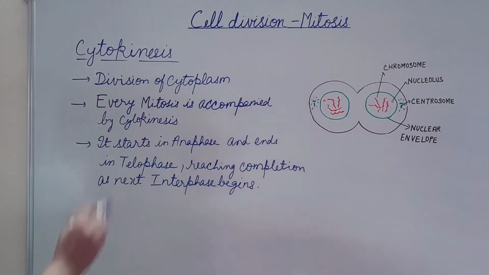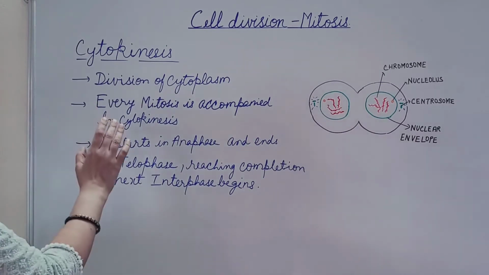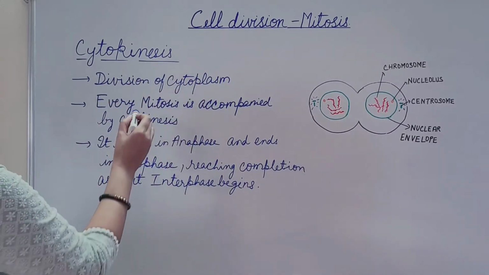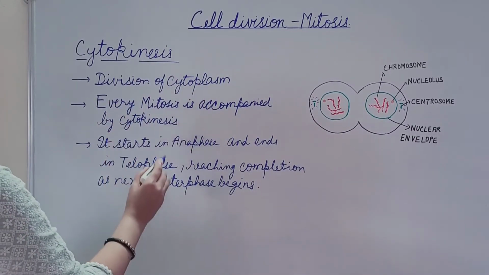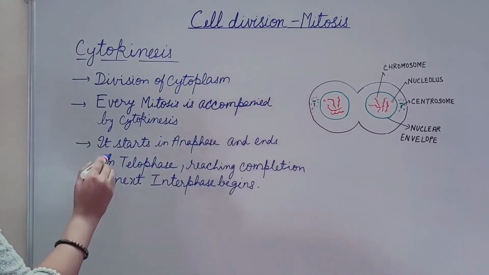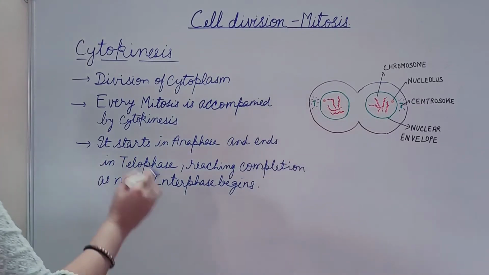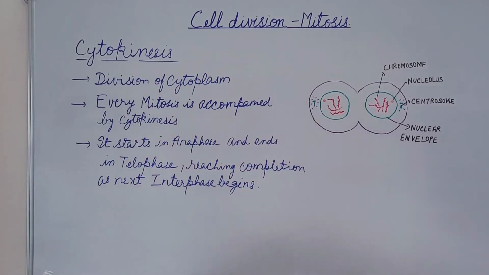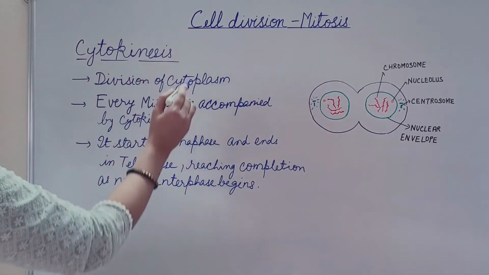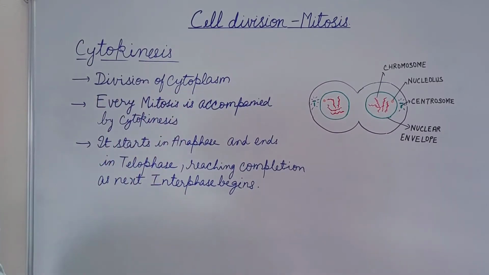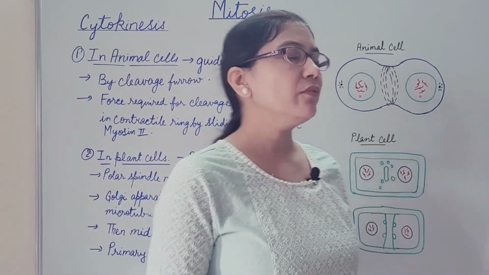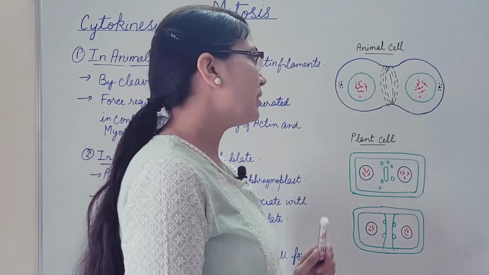Cytokinesis, it is the division of cytoplasm. Every mitosis is accompanied by cytokinesis. It begins in anaphase and ends in telophase, reaching its completion as next interphase begins. Cytokinesis occurs differently in the animal cells and the plant cells. Let us see them one by one. First of all, the cytokinesis in the animal cell.